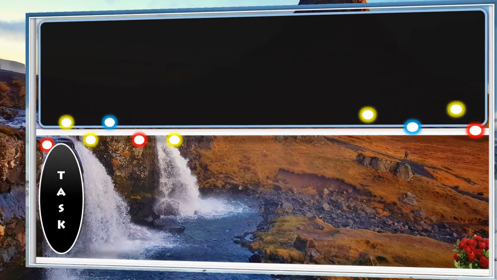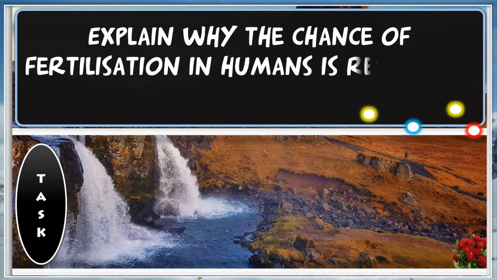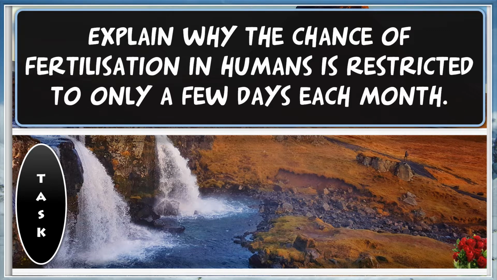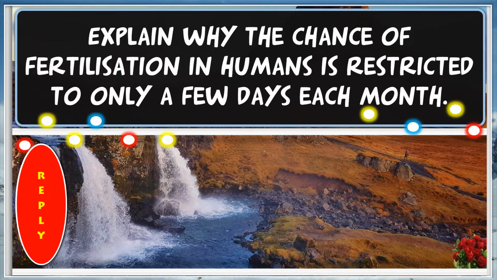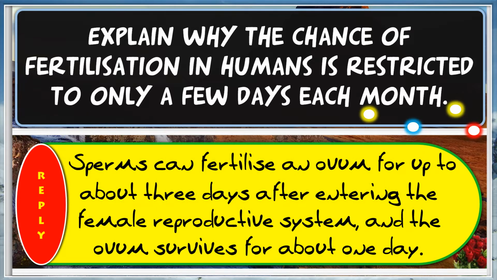Explain why the chance of fertilization in a human is restricted to only a few days each month. Sperms can fertilize an ovum for up to about 3 days after entering the female reproductive system, and the ovum survives for about 1 day.